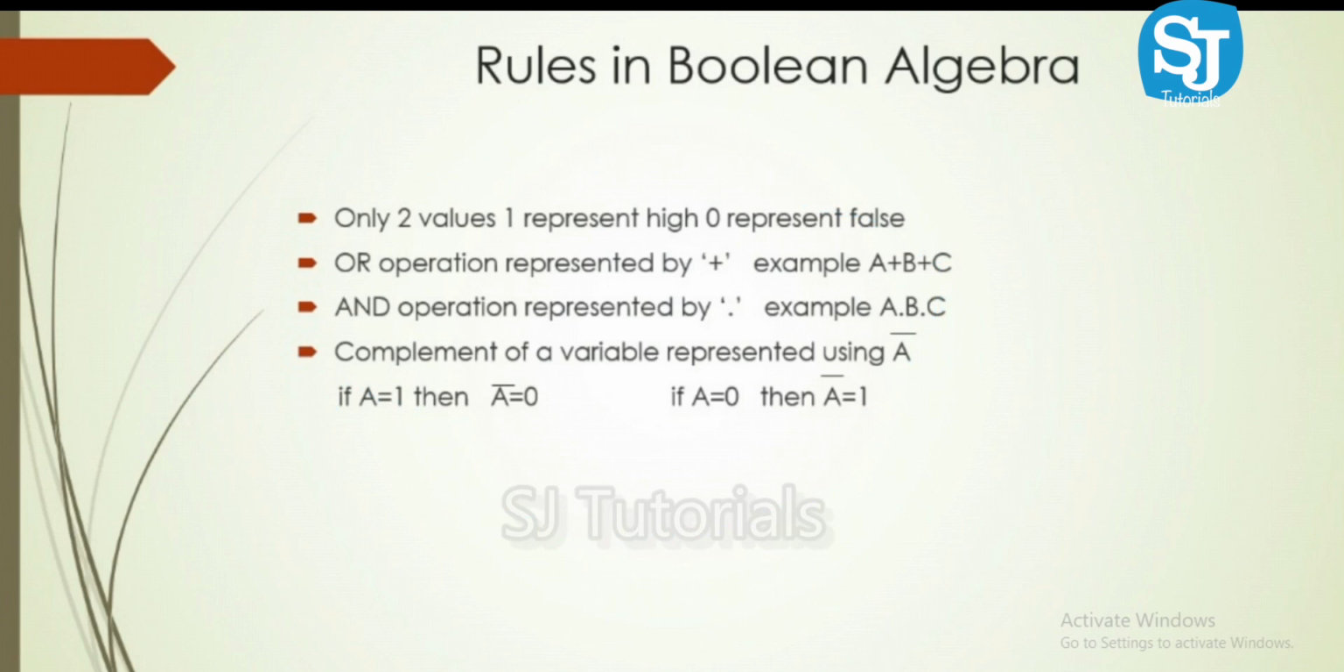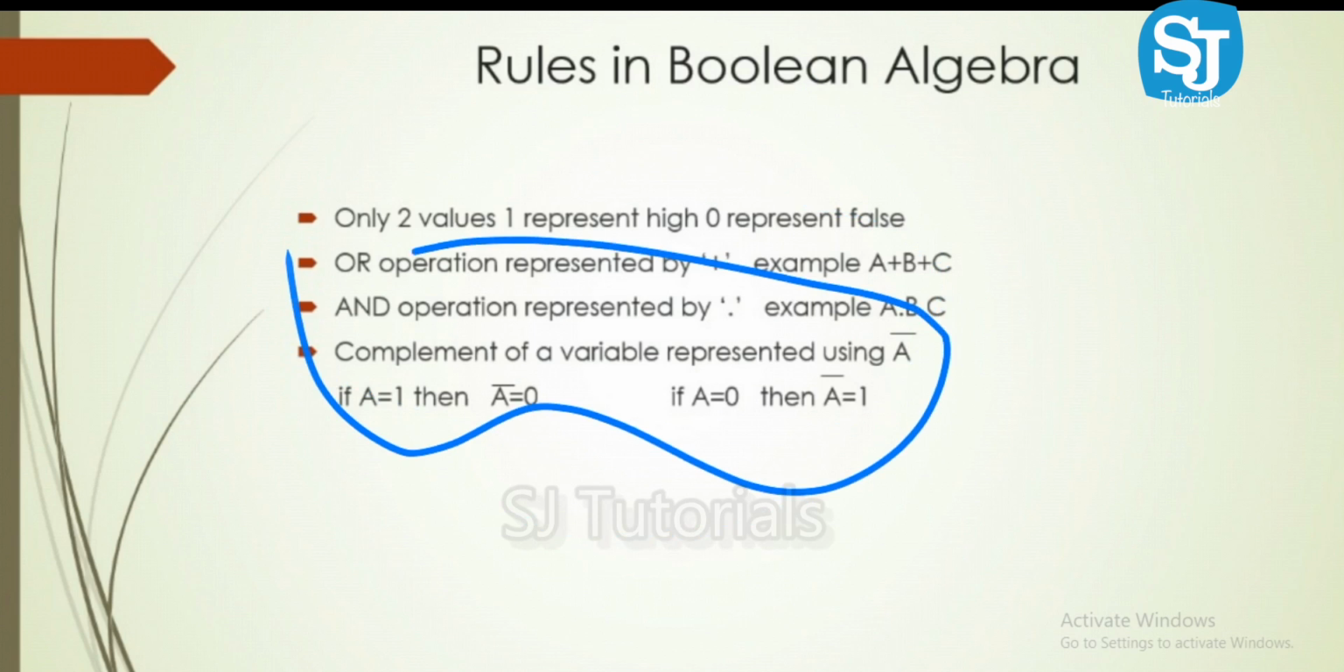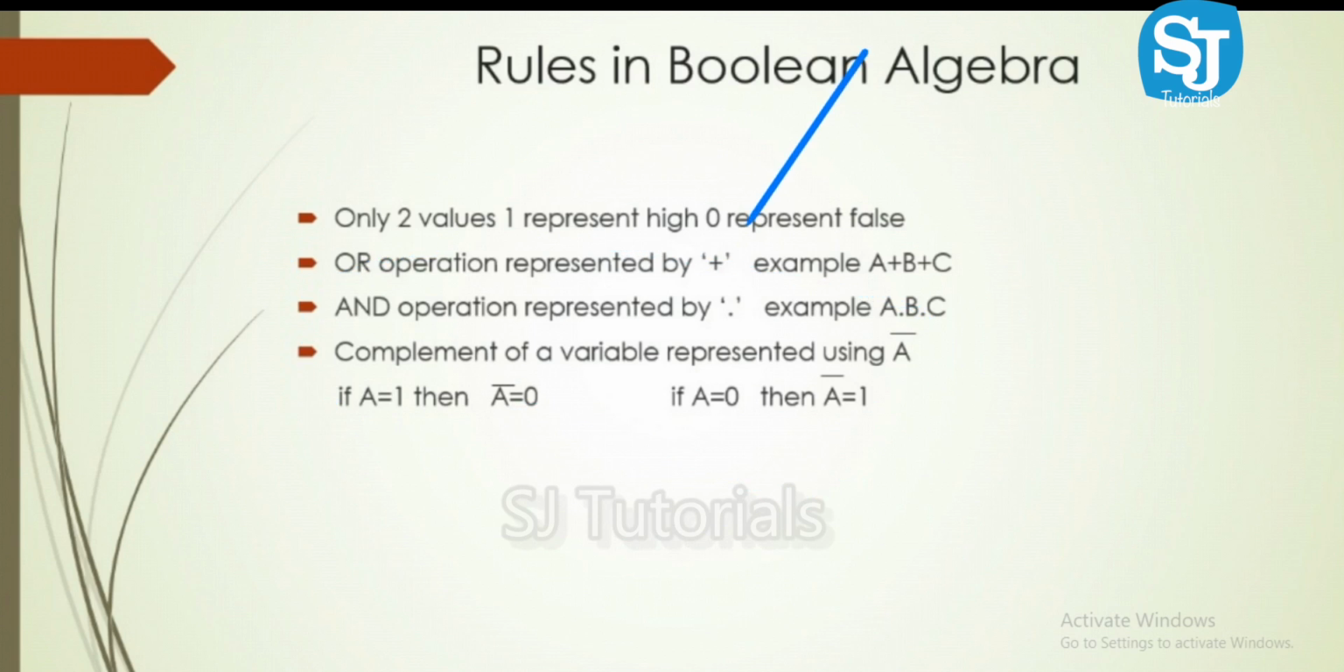So these are the rules used in Boolean algebra. First of all, the values used are only 1 and 0. Then mainly 3 operations are performed: first the OR operation, second the AND operation, and the complement operation. OR is represented using plus, AND using dot, and complement using the bar.